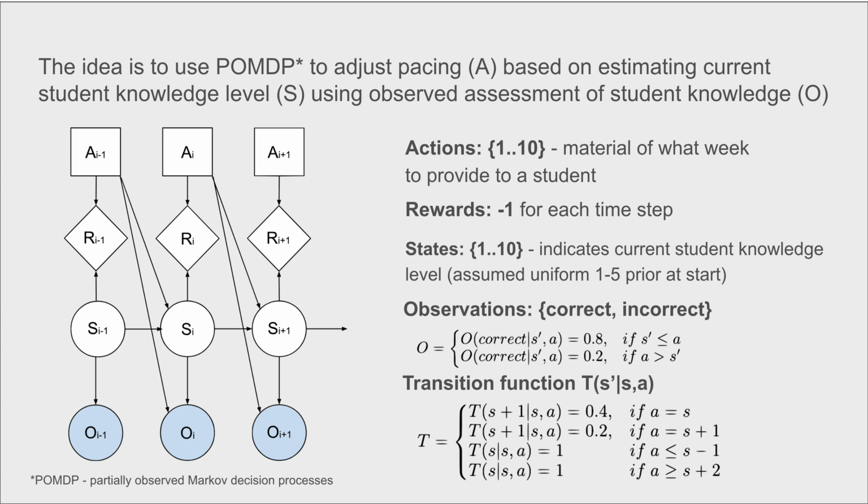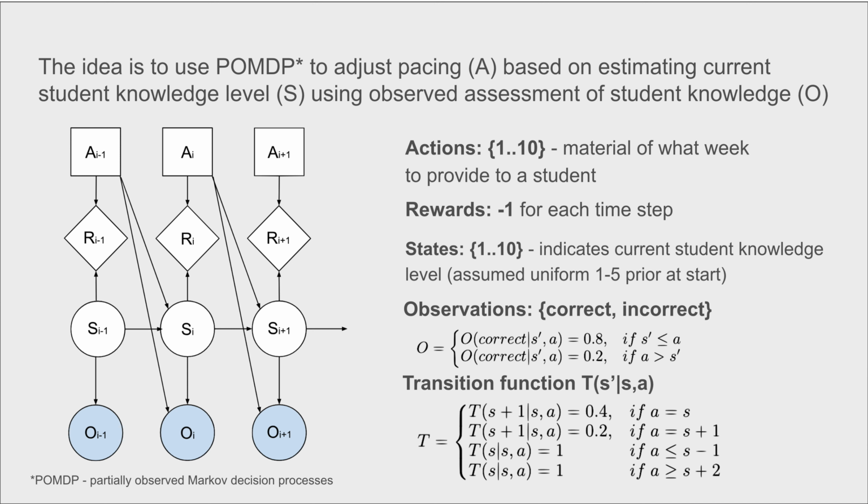And the idea is to use POMDPs, which is a partially observable Markov decision process, to adjust pacing. That is, action A, based on estimating the current student knowledge level. We denote this student level to be S, but it is unobserved. We infer this student level from the observed assessment of student knowledge, denoted as big O. So there are 10 actions. This is the material of what week to provide to a student and to test on that material.